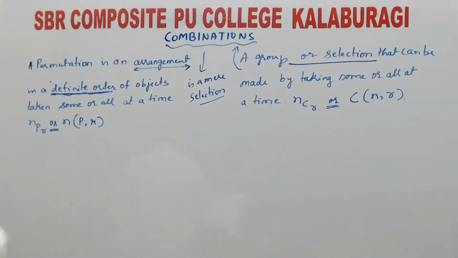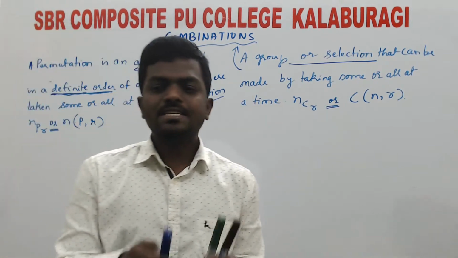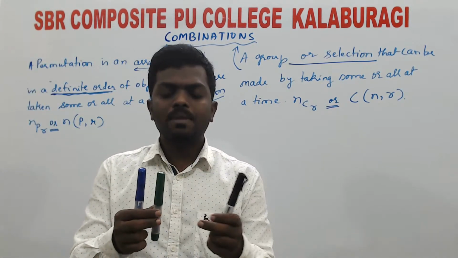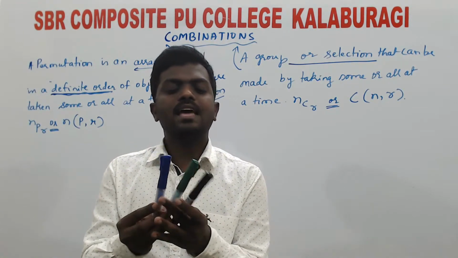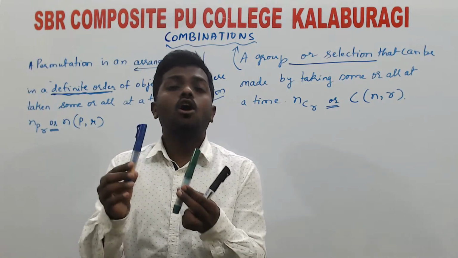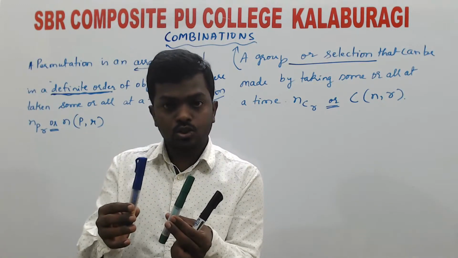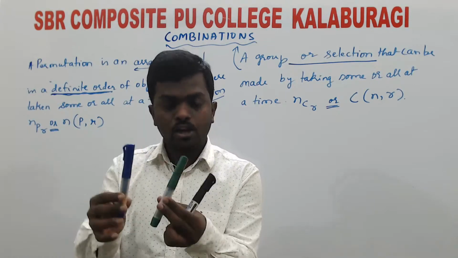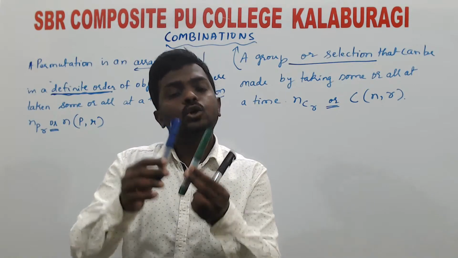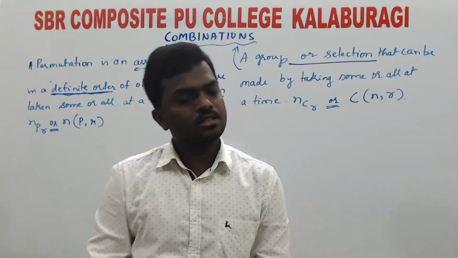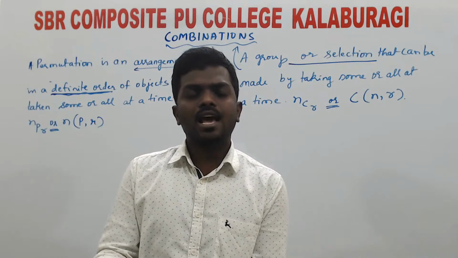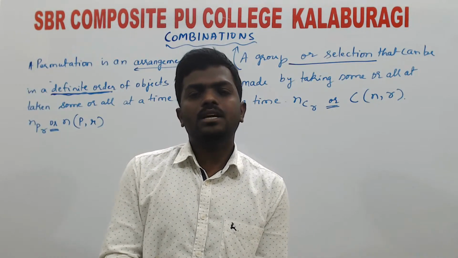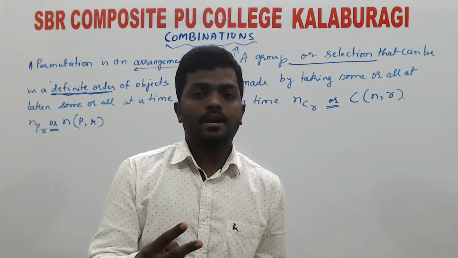Let's see one difference also. These are three different color pens: this is a black one, this is a green, and this is a blue one. So how many objects have they given you? They have given you three objects, and they are asking us to arrange three objects, taking two at a time. These three pens are just kept on the table.